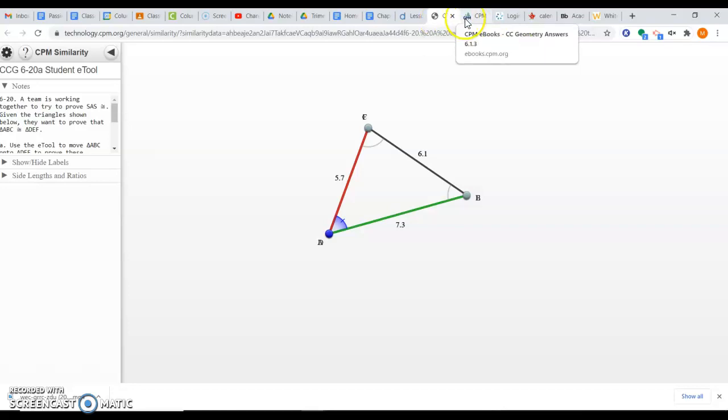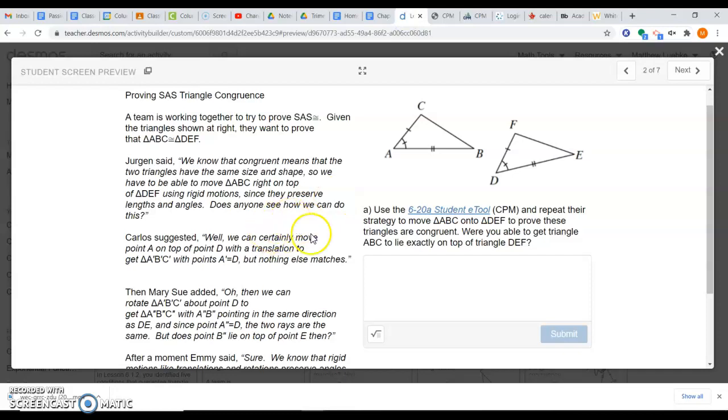So I like that problem because, again, it models what good team conversation can be. It models how we can brainstorm different ideas to try to make something work.